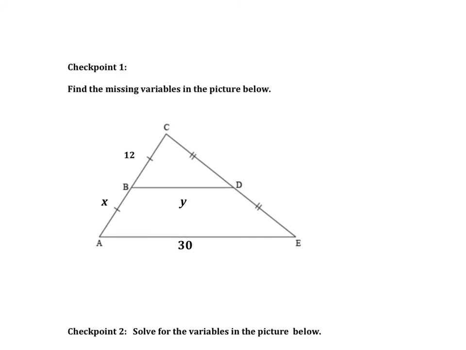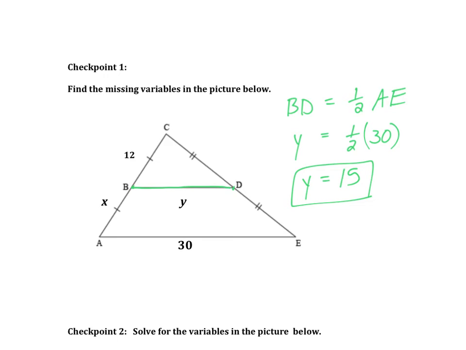Okay, checkpoint 1. Find the missing variables in the picture. So if you look at the picture, B is a midpoint, and so is D. So this segment, B to D, will be called a mid-segment because it connects the midpoints. So we know that BD is equal to 1/2 of AE. So that means Y is equal to 1/2 of 30. So what is half of 30? 15. So Y would be 15.